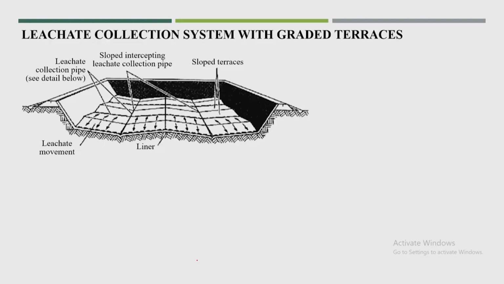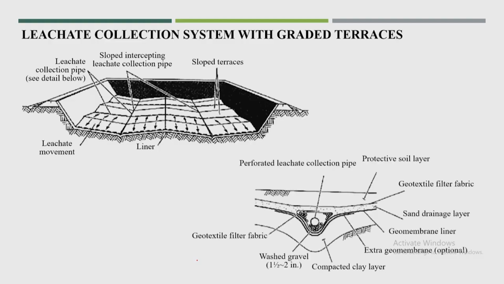Now, once these pipes are put in the landfill area along with the liner, the waste is getting disposed of on top of this liner and leachate collection pipes. So, this is one more leachate collection pipe. So, this is how it is getting injected.